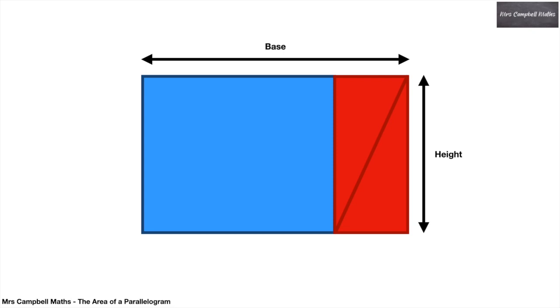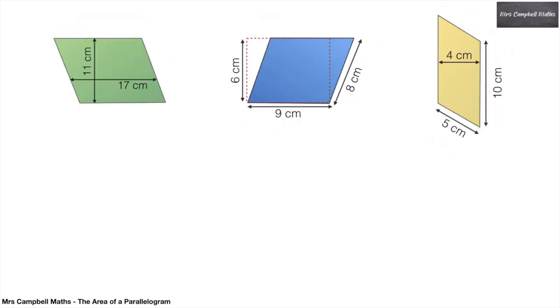It's a rectangle, and we know how to find the area of a rectangle. Normally we would say length times breadth, but here it would be base times height. So to find the area of a parallelogram, it is base times height. So that's the formula that we are going to use to work out the area of a parallelogram. Let's do some examples then.